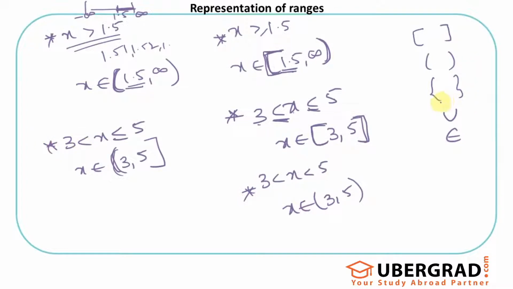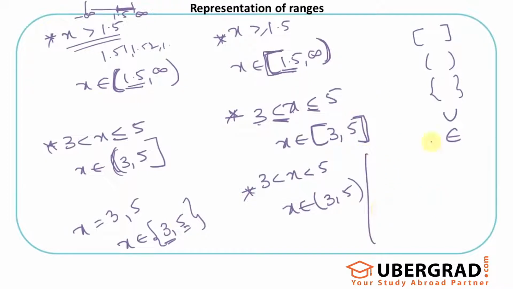When it comes to flower bracket, right? Let's say I solved a quadratic equation and got the roots as 3 and 5. Then I say x can be written as {3, 5}. That is basically saying only 3, only 5. Right? No other thing, nothing in between or anything outside, only 3 and 5. These two are accepted for x.